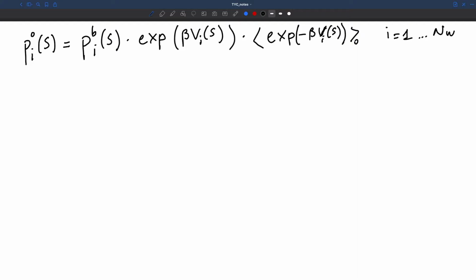Another interesting and useful thing that we can do is to define a constant that is associated to the free energy change induced by the introduction of a bias potential in window i, by defining the following relationship. We define a relationship between a constant Ci and this term as such: e to the minus beta Ci equals this ensemble average.